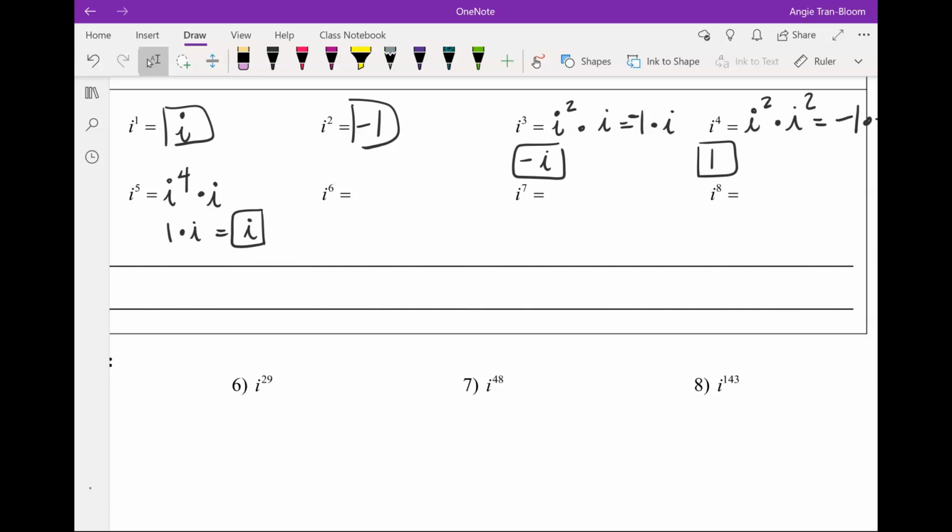Okay, so this is i to the 6. Okay, I'll call 3 people. Sophia C, i to the 6. What did you get? -1. Jake, i to the 6. What did you get? Okay. Brian, i to the 6. Okay. Let's see how you guys did it. How did you guys do it? What did you do?